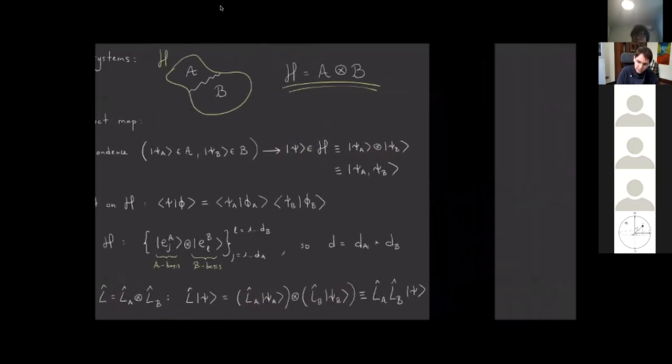But perhaps I can give you a very, very quick example. Imagine that your state is something like this: psi A times psi B plus phi A times phi B. So I guess that this is what you mean, right?